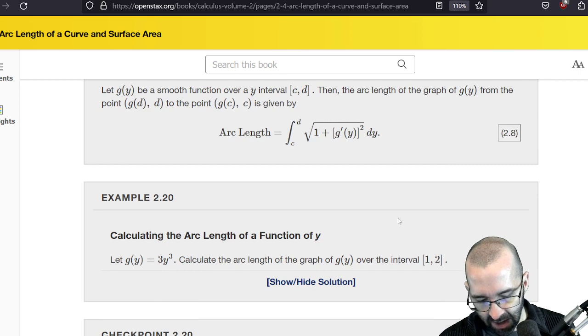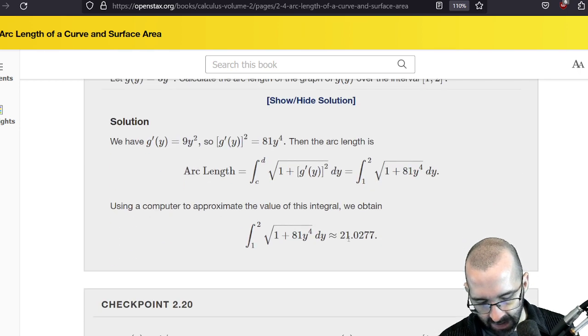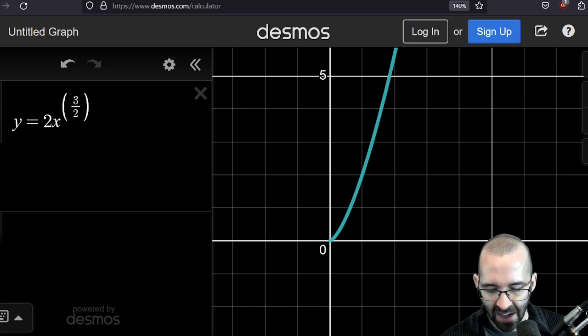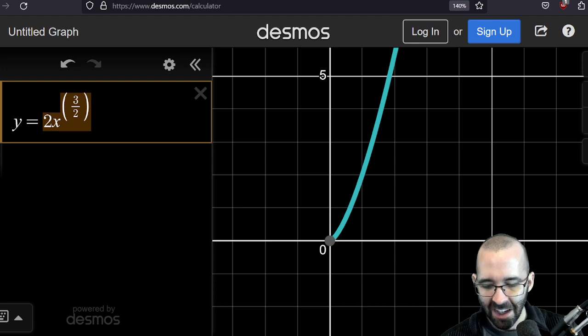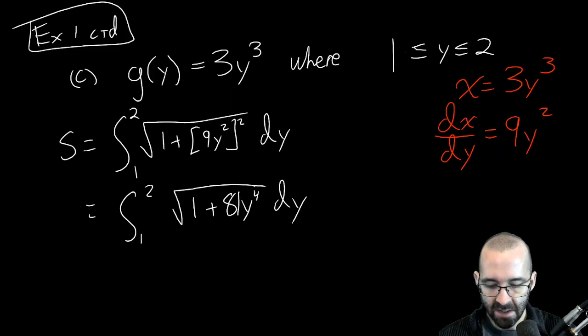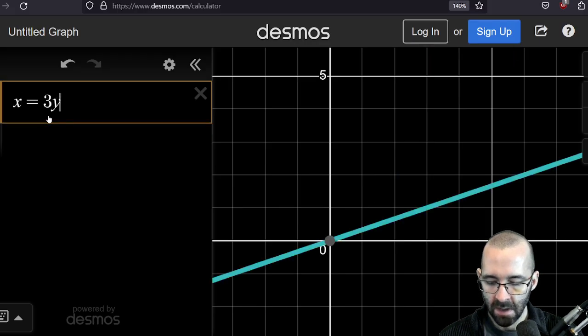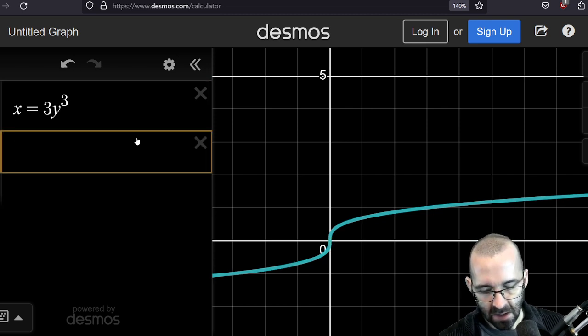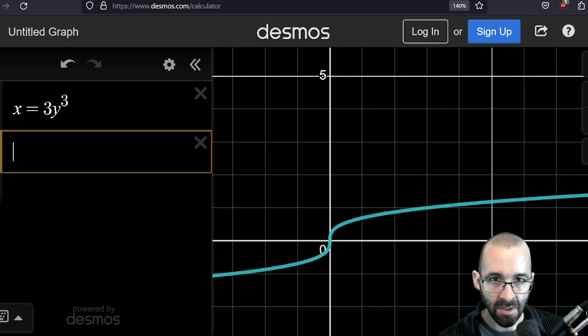I'm just going to double check. Yep, good. Just making sure, because I think you could use the area of an ellipse and stuff like that, but I was pretty sure they did not want you to do that. So again, this is the curve, x equals 3y cubed. Looks like this. It's a cubic function, just sideways.